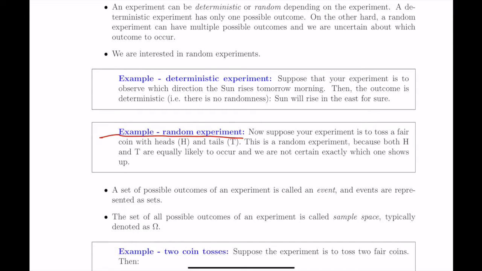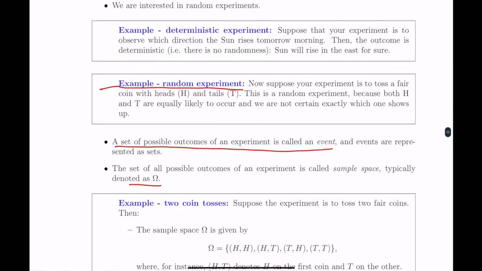Set of possible outcomes of an experiment is called an event. In the above example, an event could be head showing up or it could be tail showing up. Collect all these outcomes, then you create sample space and it's denoted as omega. So, to be precise, omega or the sample space is the set of all possible outcomes of an experiment.